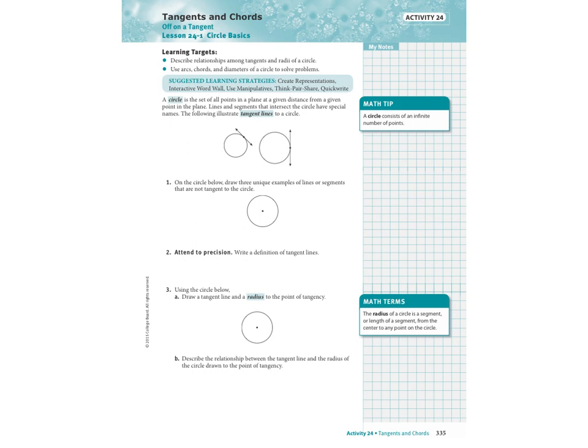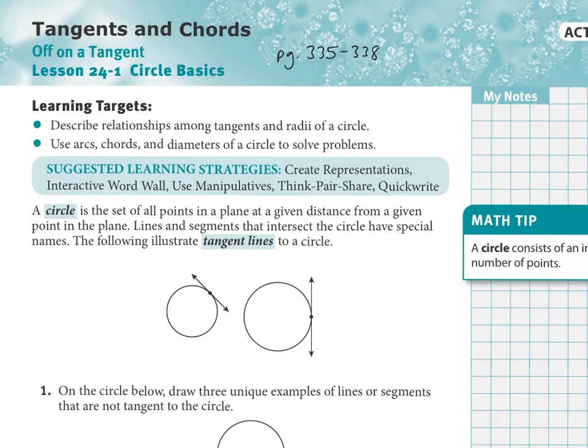Unit 4, called Circles, Coordinates, and Constructions. So make sure you are pulling out Unit 4 if you're using the digital textbook. It's on our Schoology page. If we're using the physical textbook, we are actually going to be pulling out pages 335 through 338. We're going to start off looking at Lesson 24-1, Circle Basics.